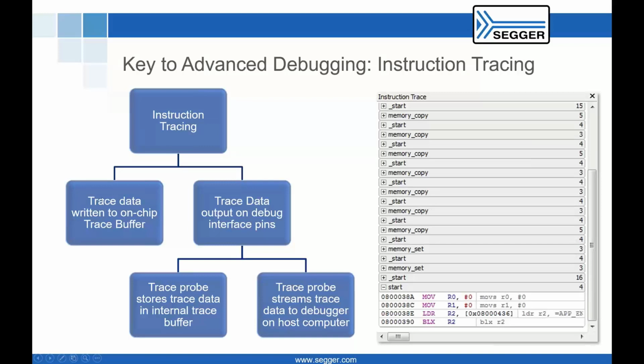You might do that through a trace data buffer that's on the actual MCU, or you can have the trace data output over special pins that are dedicated on the debug interface. So those are two mechanisms. But even if you output the trace information, there's still a difference. You could store the trace information on the probe, or you can stream it directly to the debugger on your host. So we'll talk about some of these mechanisms now.